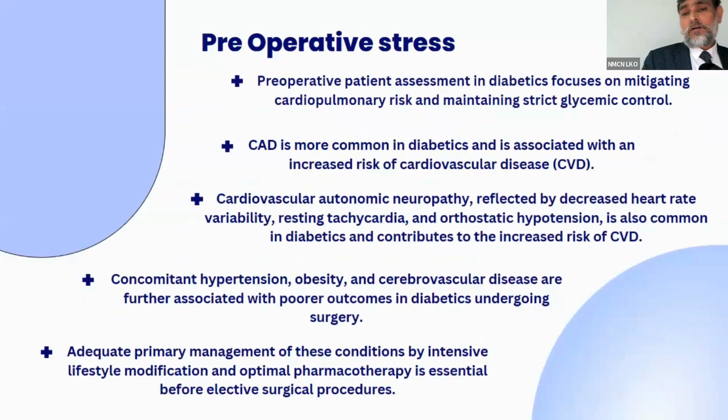Preoperative patient assessment in diabetics focuses on mitigating cardiopulmonary risk and maintaining strict glycemic control. CAD is more common in diabetics and is associated with increased risk of cardiovascular disease. Cardiovascular autonomic neuropathy, reflected by bradycardia, heart rate variability, tachycardia, and orthostatic hypotension, is common in diabetics and contributes to increased risk of cardiovascular disorder. Concomitant hypertension, obesity, and cerebrovascular disease are further associated with poorer outcomes in diabetics undergoing surgery. Adequate primary management of these conditions by intensive lifestyle modification and optimal pharmacotherapy is essential before elective surgical procedures.